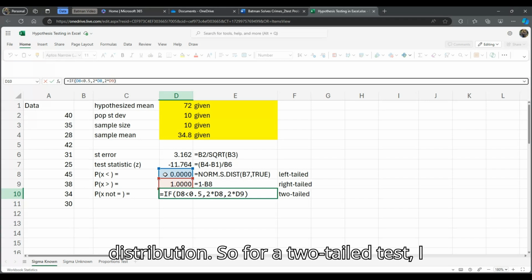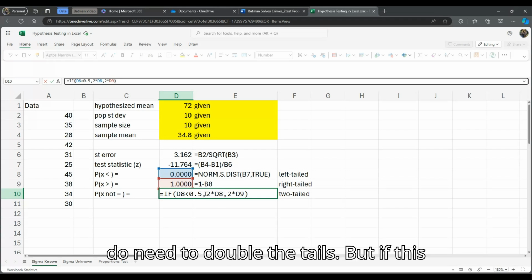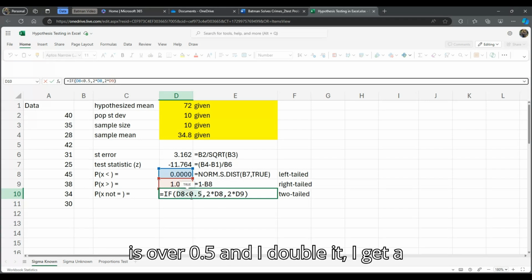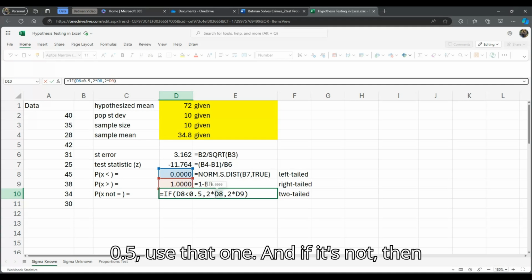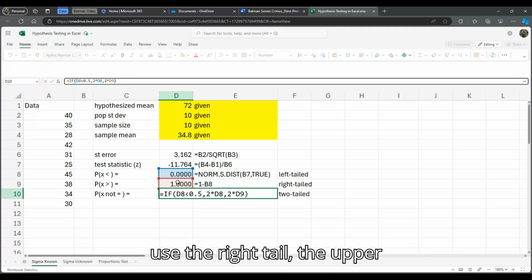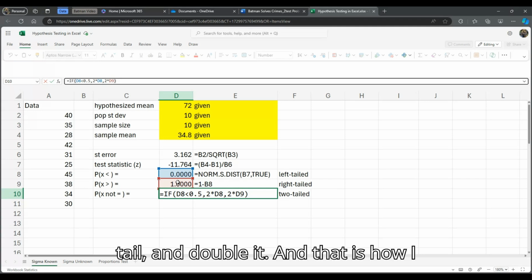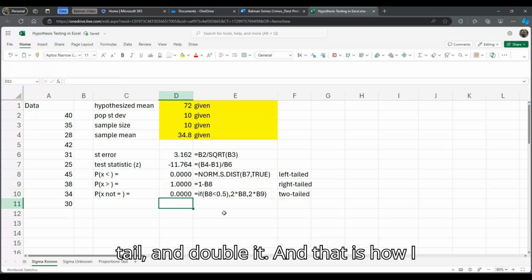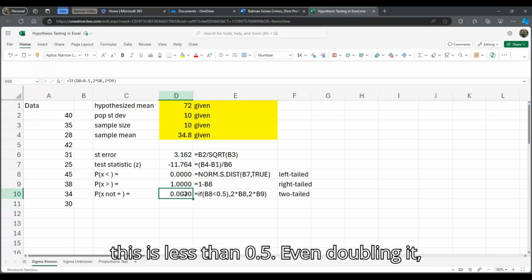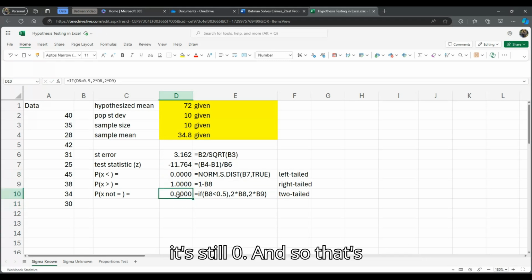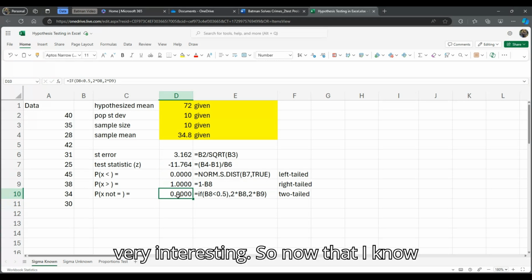So for a 2-tail test, I do need to double the tails. But if this is over 0.5 and I double it, I get a probability greater than 1. So I don't want to do that. So if it is less than 0.5, use that one. And if it's not, then use the right tail, the upper tail, and double it. And that is how I get my 2-tail test. Now, obviously, this is less than 0.5. Even doubling it, it's still 0. And so that's very interesting.